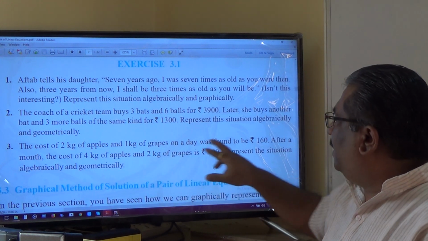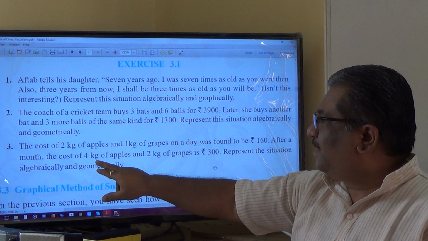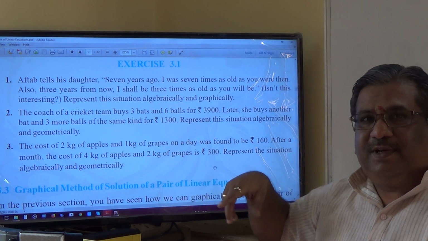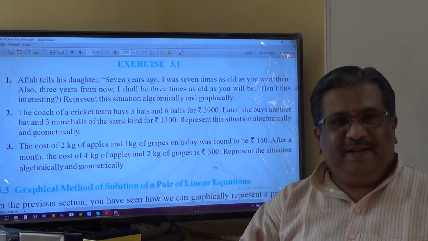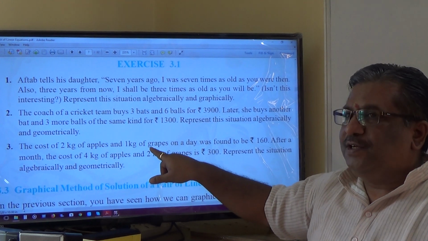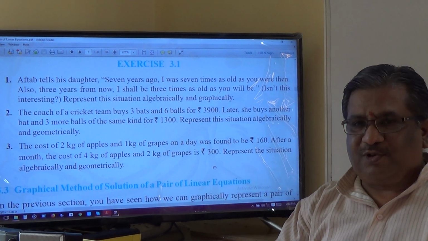2x plus y equals 160. 4x plus 2y equals 300. I have told you verbally over here. Think over it, and you can plot the graph to get the graphical solution.